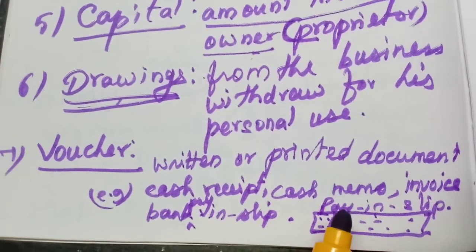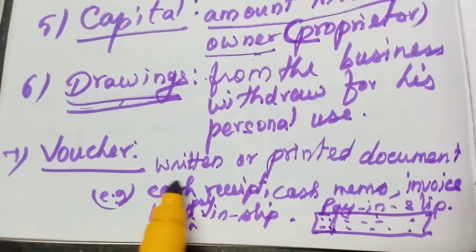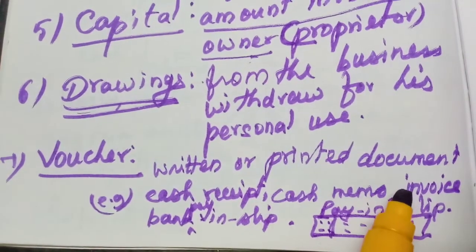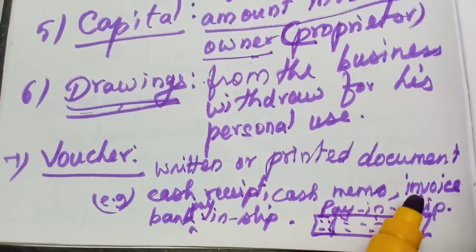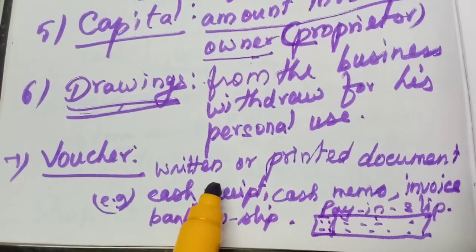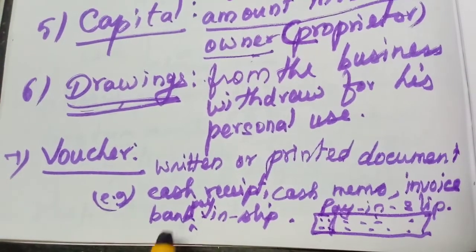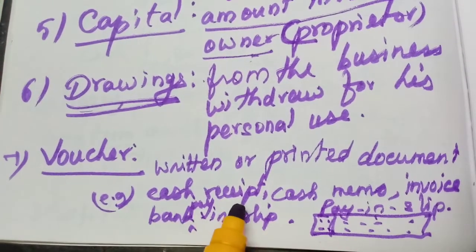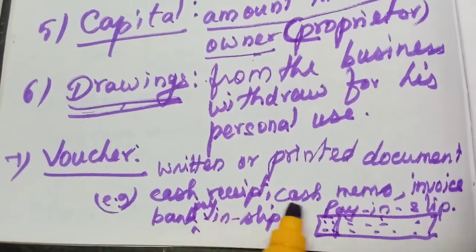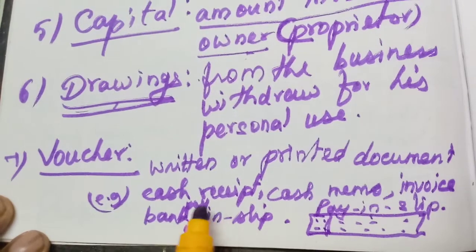That is called voucher. Understood? A written or printed document in support of a business transaction that we get is called a voucher. That voucher may be a cash receipt. For each transaction, we will get one voucher.